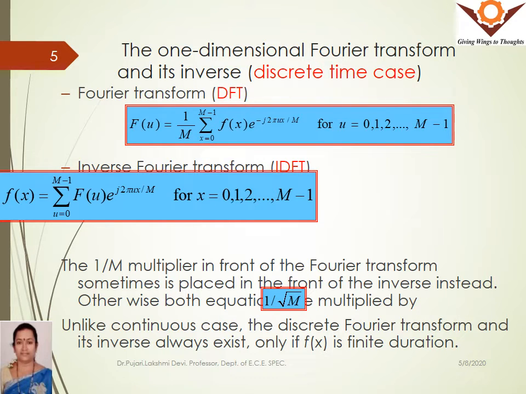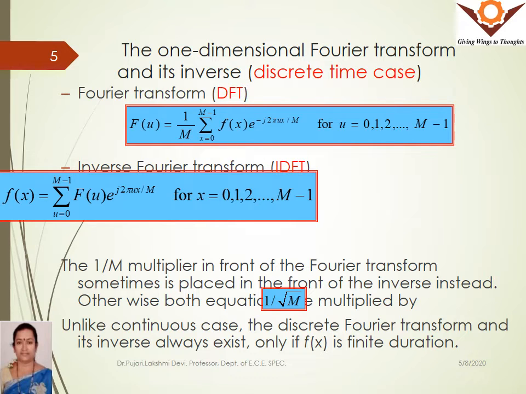So it's simply f of x is equal to sigma u equals 0 to m minus 1 f of u exponential of j 2 pi ux by m, for x ranging from 0, 1, 2 and so on up to m minus 1. These are the discrete Fourier transform equations for the one-dimensional case.